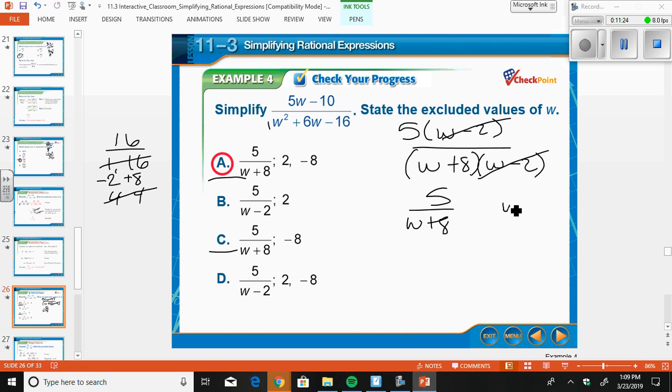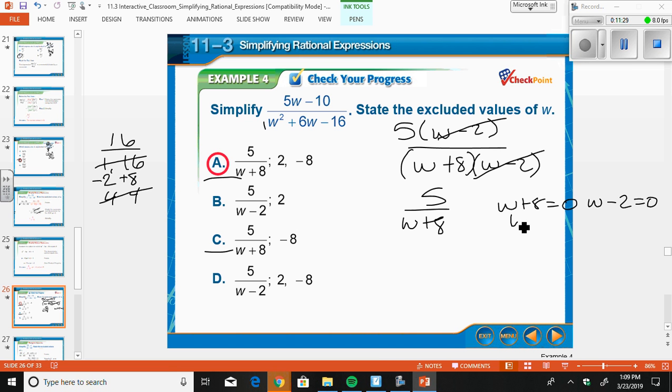Then we take that w plus 8, set it equal to 0, and that w minus 2, set it equal to 0. So we get w equals negative 8 and w equals 2.